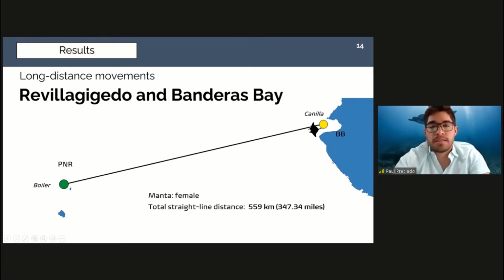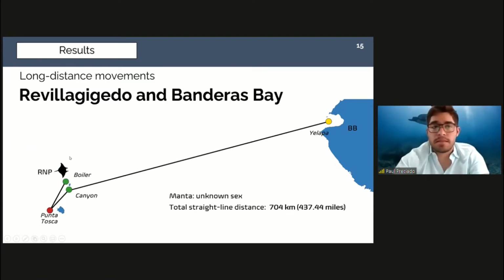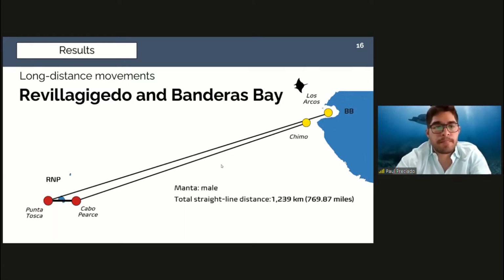Another one was a female that was tagged and detected for the first time in Bahia Banderas and moved to El Boiler at San Benedicto Islands. The total straight distance was around 60 kilometers. Okay, another one was a manta tagged at the Revillagigedo National Park, and this manta ray, of unknown sex, was moving around San Benedicto Island, Socorro Islands, and then was detected inside Banderas Bay.